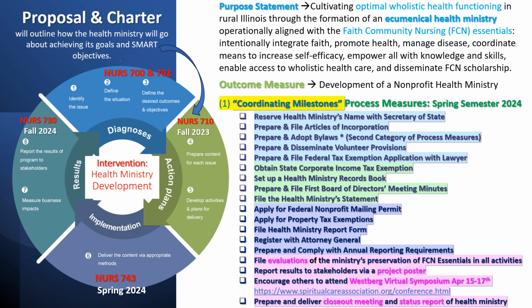The first process measure category is coordinating the efforts of all stakeholders involved in the DNP project milestones in the spring semester, starting in January and ending in May. Additionally, registration begins in October for the annual Westburg Symposium in mid-April that I will be attending. Currently awaiting a response if I could present my doctoral project poster at that event as well.